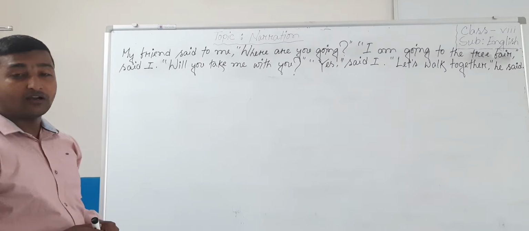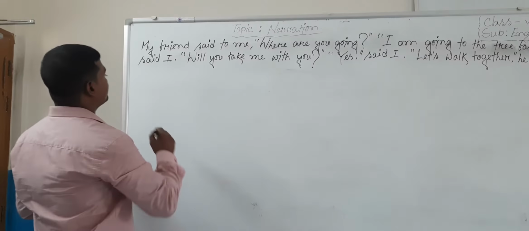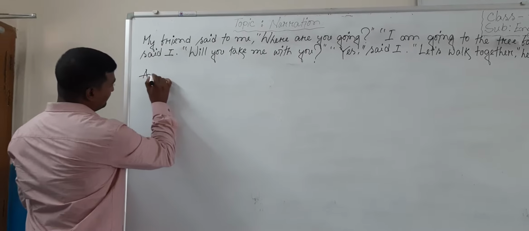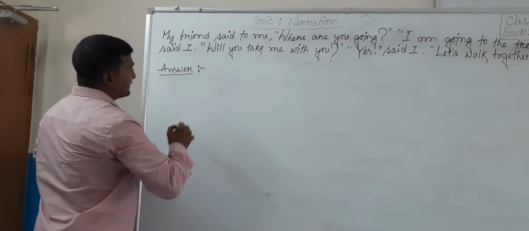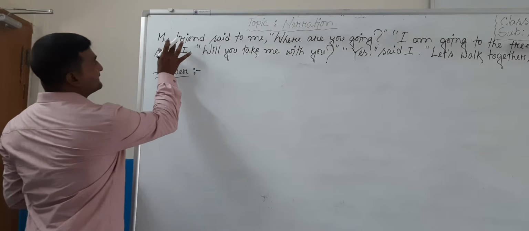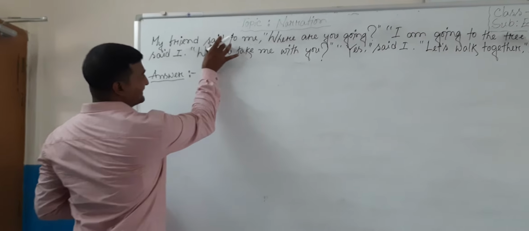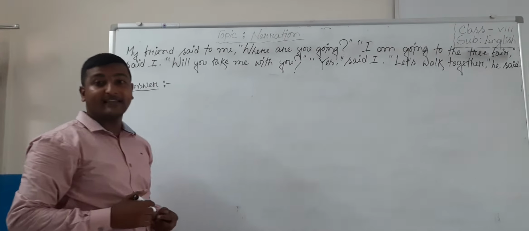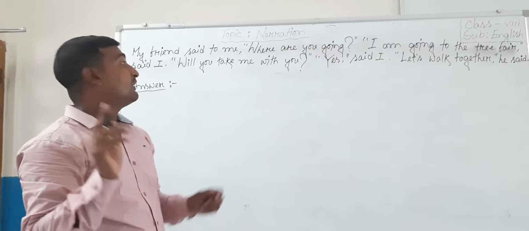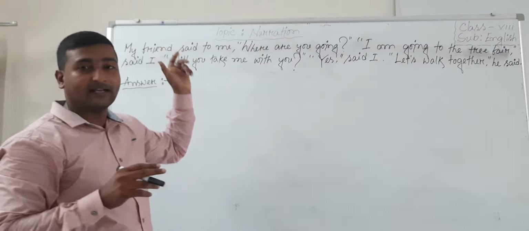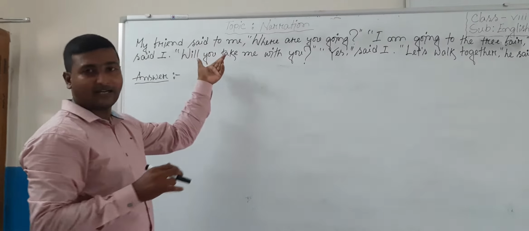Let's discuss our answer and let's practice. Take your pen and papers and practice with me. Okay, there are two types of things. My friend said to me, there is a part, and "Where are you going?" There is another part. You know, direct narration has two parts. One is reporting verb and another one is reported speech. Can you remember which one is the reporting verb here?